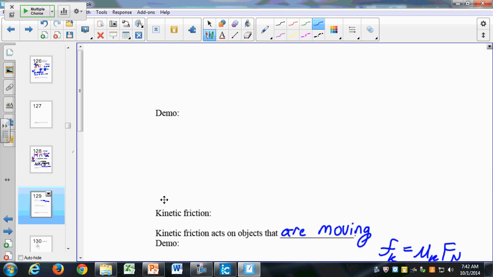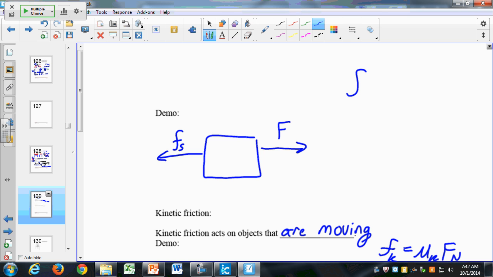So say, for example, you're trying to move an object. So I have an object here, and I'm pushing on it with a certain force, F, and I know then that the static frictional force, Fs, is in this direction, and my Fs is less than or equal to mu s times my normal force. I know that. That means that Fs can be anywhere from 0 up to some maximum value.